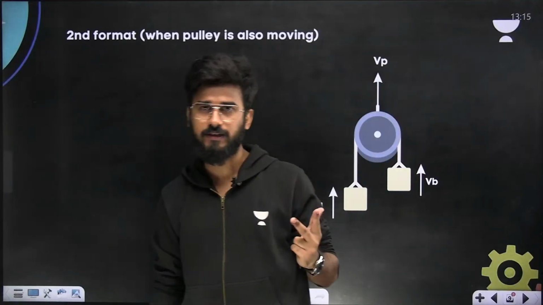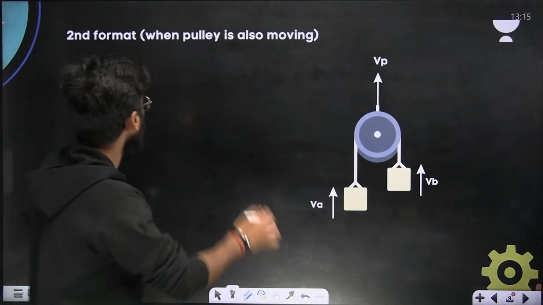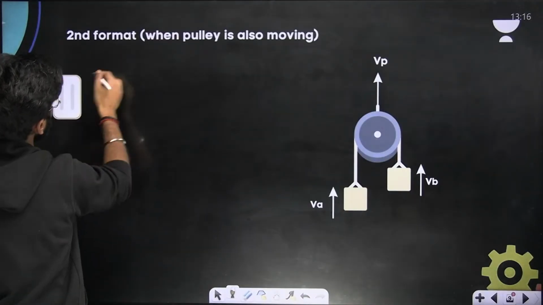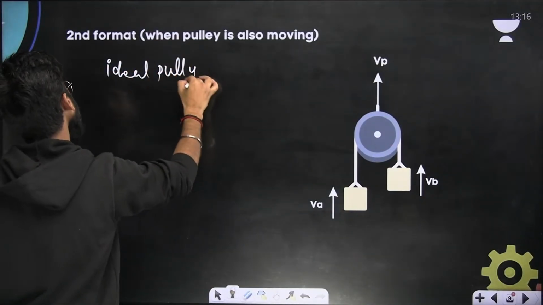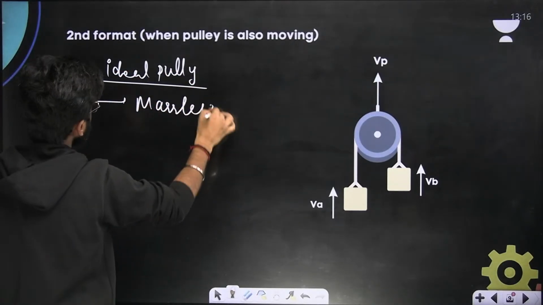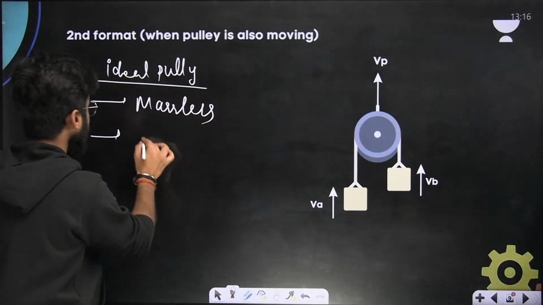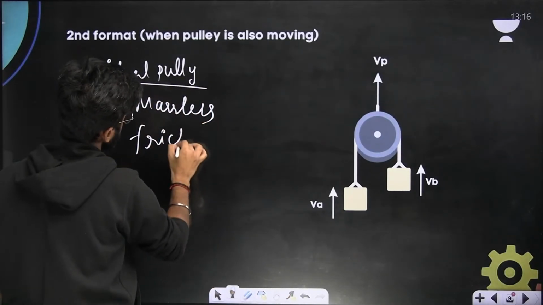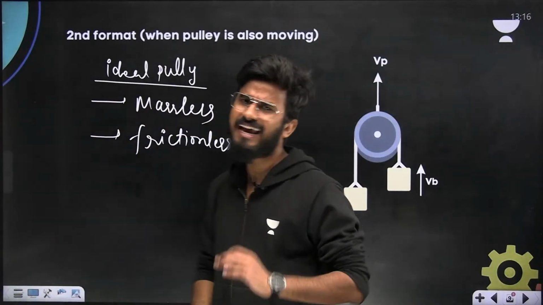An ideal pulley has two things. First of all, the pulley will be massless. And the second thing, it is frictionless. So an ideal pulley is massless and frictionless.